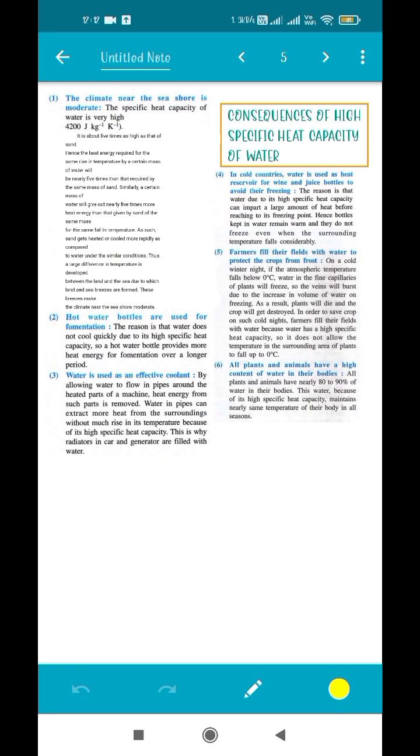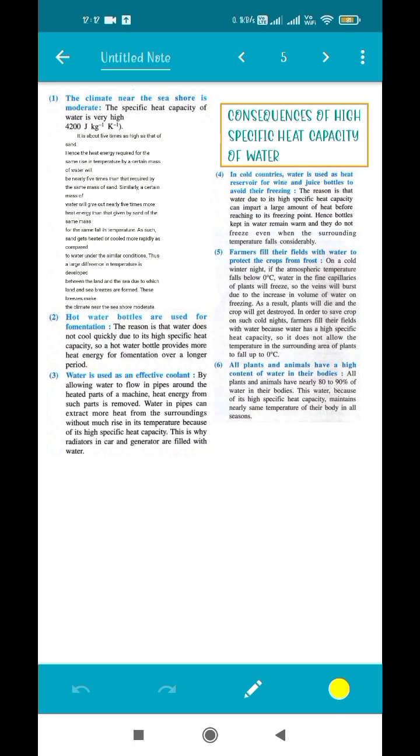Now we are going to learn about the consequences of high specific heat capacity of water. So what does this high specific heat capacity of water mean? It has a value of 4200 joule per kg per Kelvin. It means that water requires a very huge amount of heat to raise its temperature compared to other substances. For example, if we consider water and sand, water will require a huge amount of heat to raise its temperature by 1 degree Celsius. But sand will require comparatively very low heat to raise the same temperature.